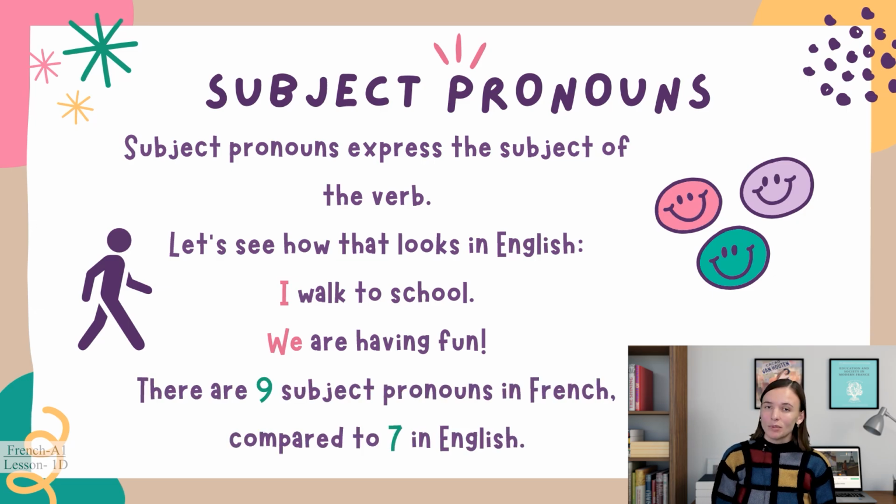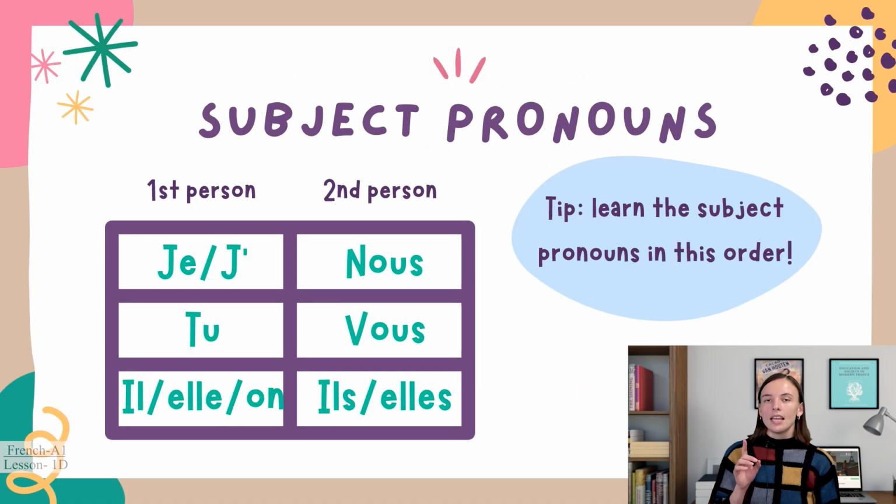There are 9 subject pronouns in French compared to only 7 in English, so we do have a few more to learn about. Here on your screen you have the subject pronouns. Je, tu, il, elle, on, nous, vous, ils, elles. Now I want you to make sure that you learn the subject pronouns in this order. It'll become clear why that is later on, but this is the order we'll always be using.